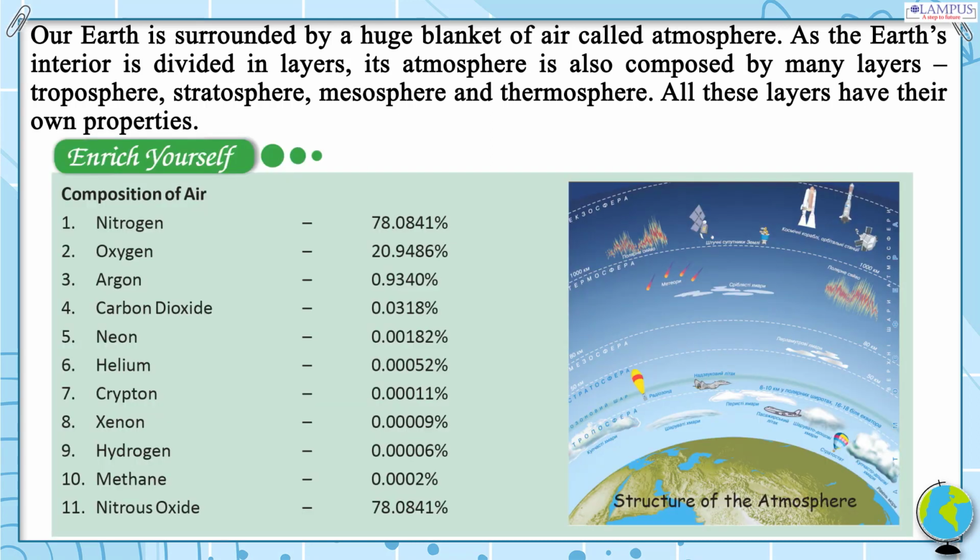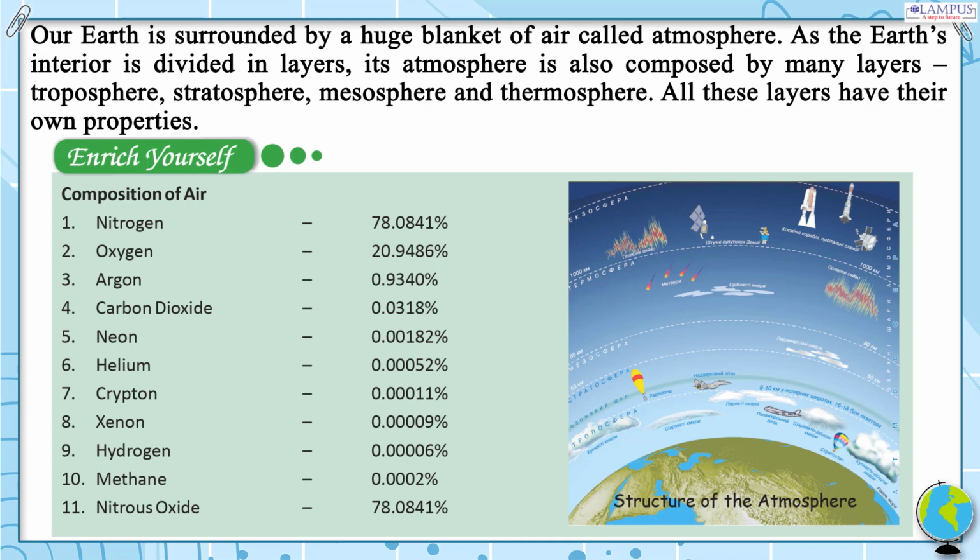Enrich yourself. Composition of air. 1. Nitrogen 78.0841%. 2. Oxygen 20.9486%. 3. Argon 0.9340%. 4. Carbon dioxide 0.0318%. 5. Neon 0.00182%. 6. Helium 0.00052%.